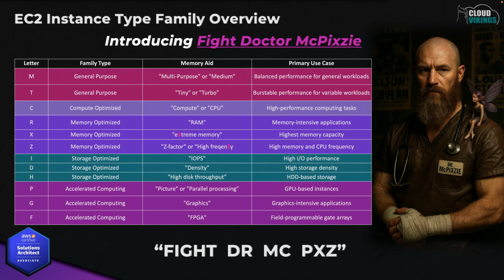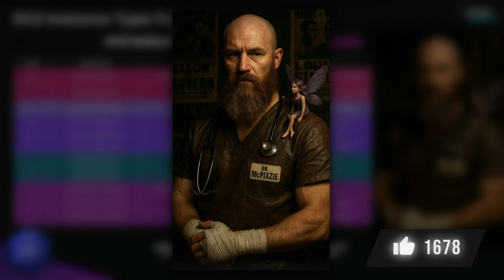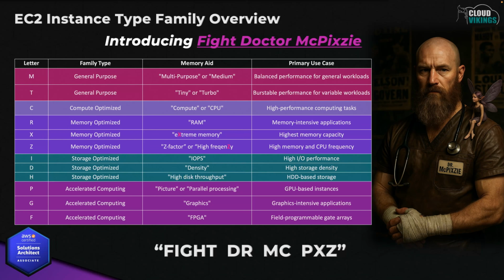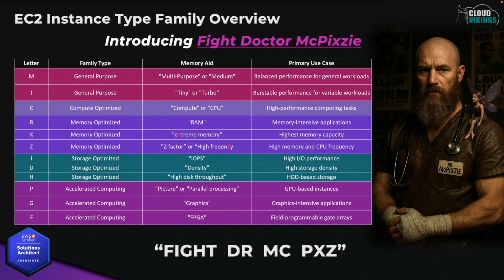To help remember some of the core EC2 instance type families, just remember the Fight Dr. McPixie. If you can remember Dr. McPixie getting ready for a fight here, you'll have a tool to recall all the core instance type letters and families. I'll include this slide as a resource for the lesson, within the lesson itself or just after, so you can refer to it as a bit of a cheat sheet as well. But I like using these types of mnemonics and learning aids to help remember this information.